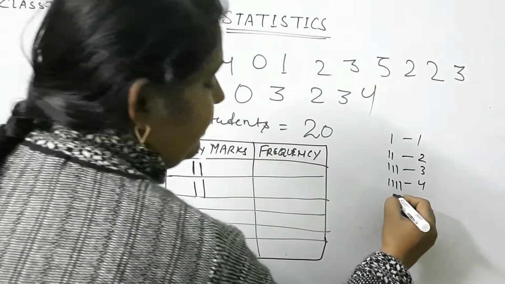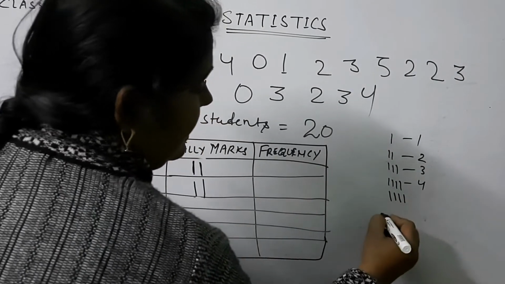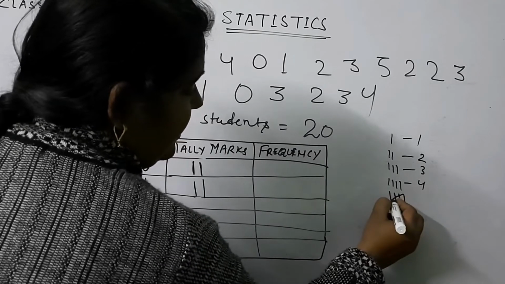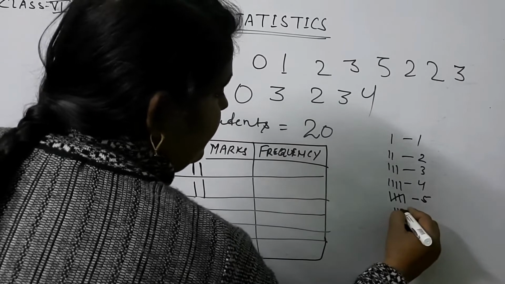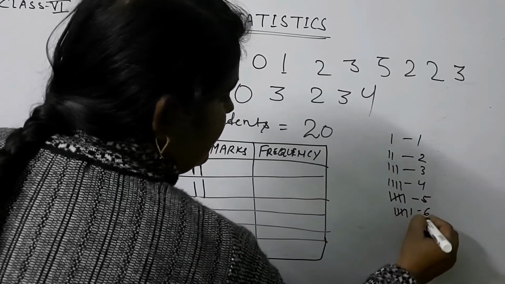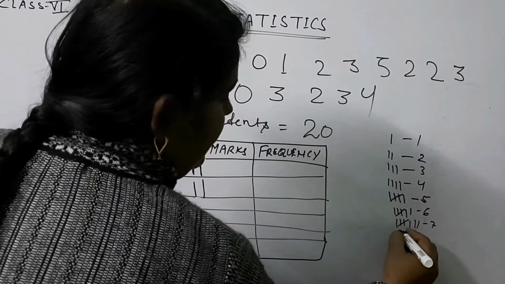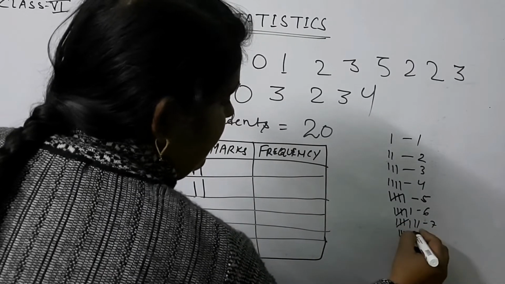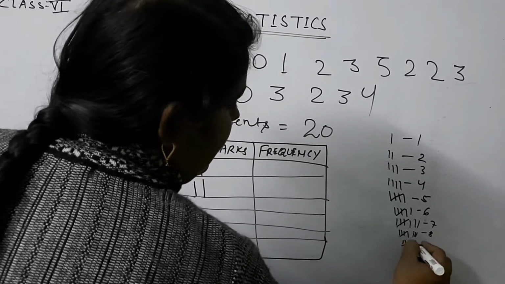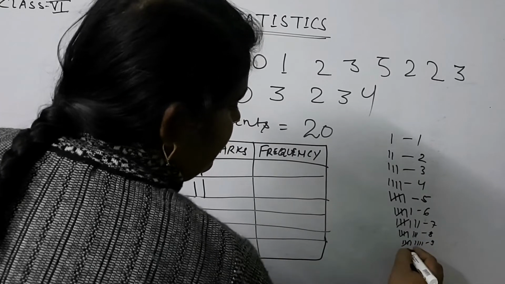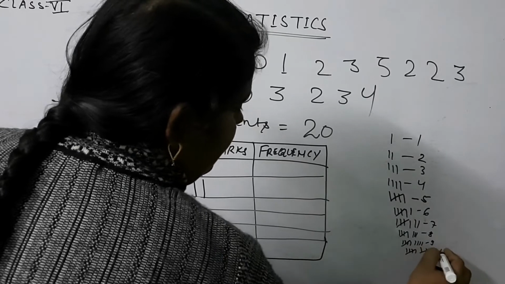But after 4, when we are writing 5, how will we write it? We will draw 4 vertical lines and 1 slanting line which cuts these 4 lines. That is called 5. Then it will be 6. This one is 6, and in the same way we have to write 7. This one is 7 and this one is 8. Okay, and this one is 9 and this one is 10.